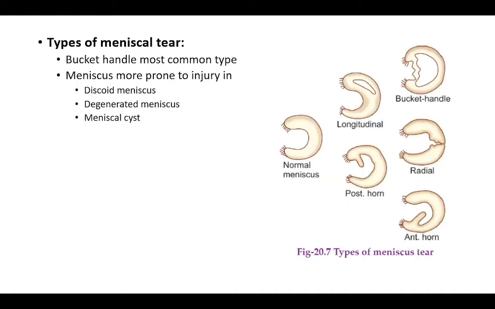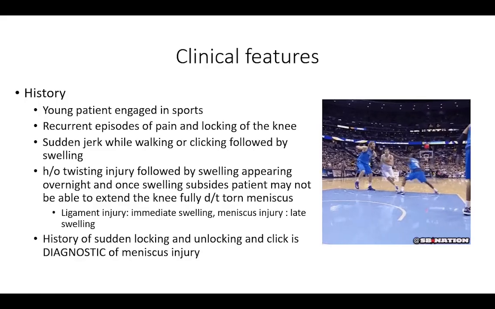The types of meniscal tears include a longitudinal tear, tears of the posterior horn, bucket handle tears, radial tears, and anterior horn tears. Of these, the bucket handle type is the most common type of injury. Meniscus morphology, such as discoid meniscus, meniscal cyst, and degenerated meniscus, are also more prone to injury than most menisci.